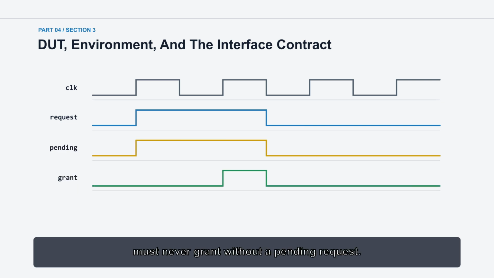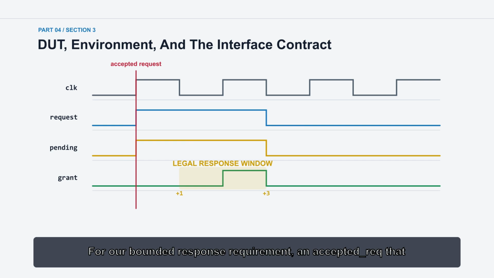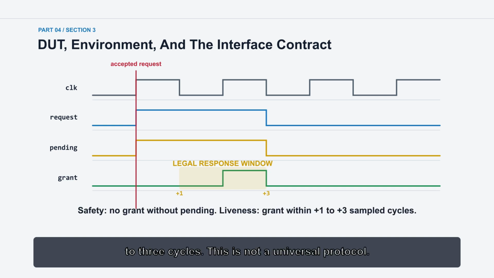The DUT must never grant without a pending request. For our bounded response requirement, an accepted request that is not cancelled must receive a grant within 1 to 3 cycles. This is not a universal protocol, it is a teaching contract that we are defining explicitly so we can reason about ownership. Notice what we did before writing any SVA.